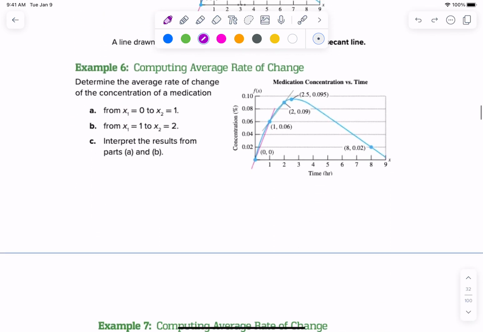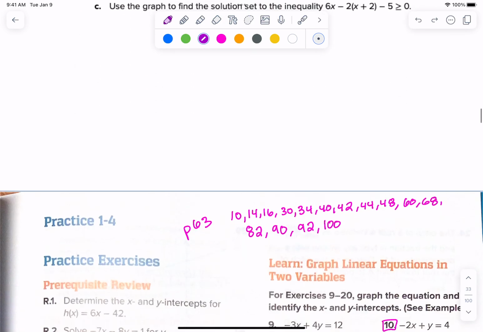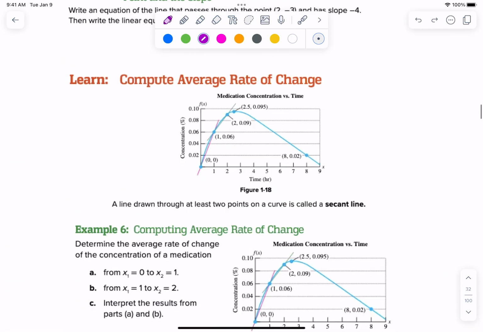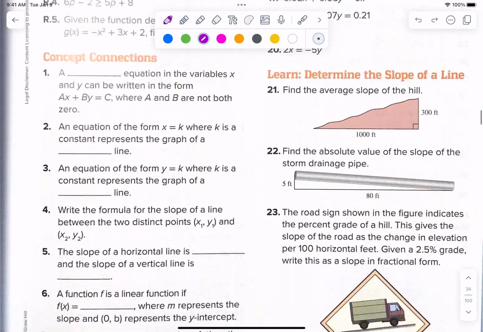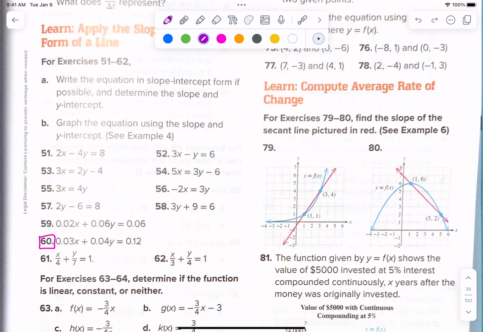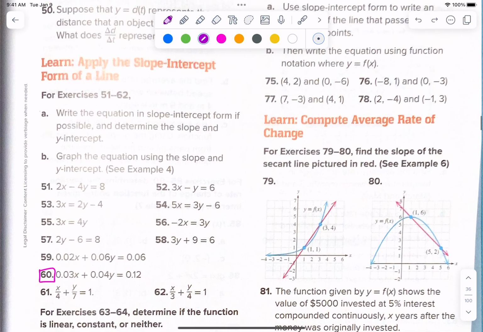Oh, we should do example 5. No, stop. Yeah, but he's easy. All right, whatever. It's fine. Compute average rate of change. We're going to need graph paper. You can go up through 78.